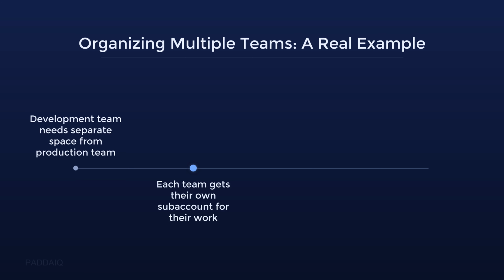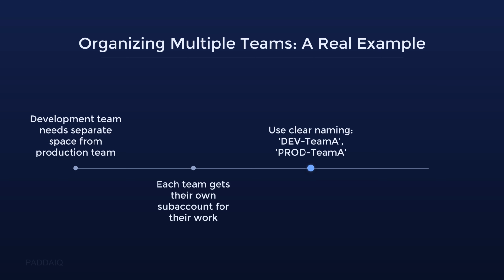Each team gets their own sub-account for their work. This means every team has a separate, secure space in SAP BTP to develop and manage their applications without interfering with others. For example, the HR team uses their sub-account for payroll apps, while finance handles budgeting in theirs. This clear separation ensures focused development and responsibility.